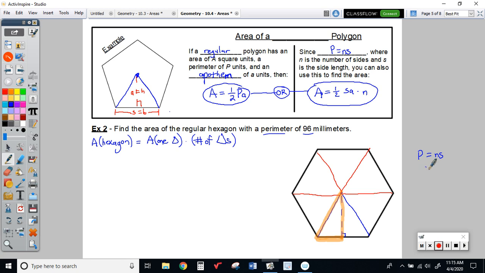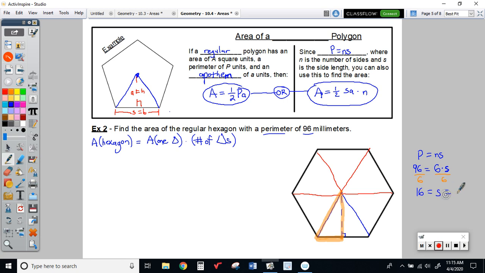So perimeter, number of sides times the side length, I've got 96 as my perimeter. Number of sides is 6, and the side length is unknown, so I'm going to call that S. That's not a 5, that's an S. So from there, I could divide by 6 on both sides, and that would leave me with 16 as the side length. So each one of these side lengths is going to be 16. 16 times 6 gives you a perimeter of 96.